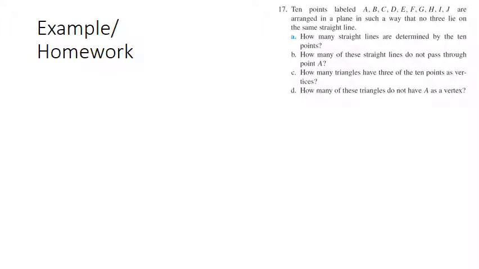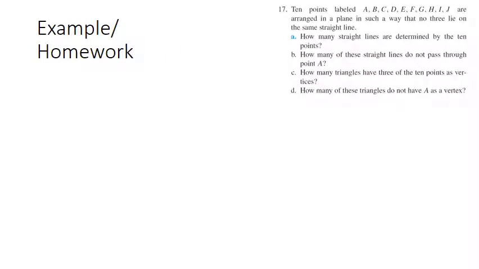Okay, so let's look at a little geometry related example, which is kind of interesting. We have 10 points labeled A through J, and they're arranged in the plane in such a way that no 3 lie on the same straight line. That's important so that if we start connecting them with straight lines, we don't get any that are actually the same outcome. If, for example, A, B, and C were in a straight line, then connecting A and B would actually be the same line as connecting B and C. So you don't want that to happen.